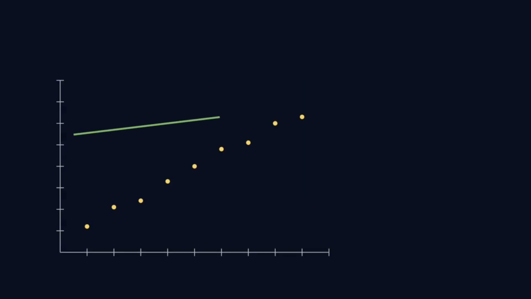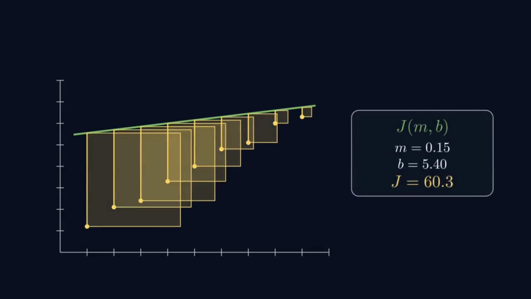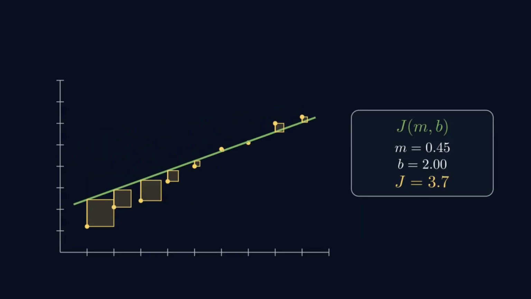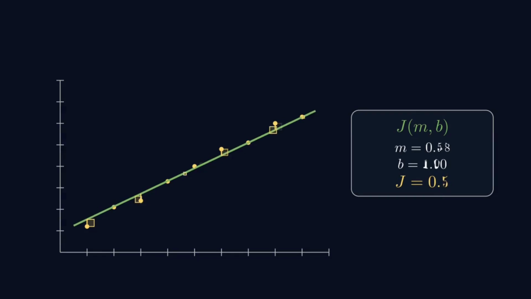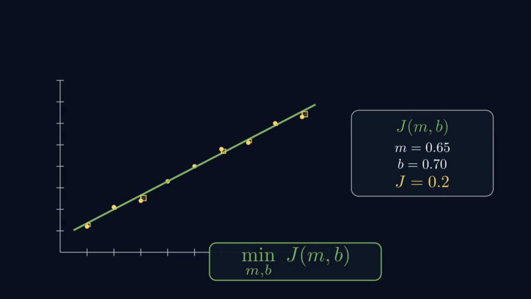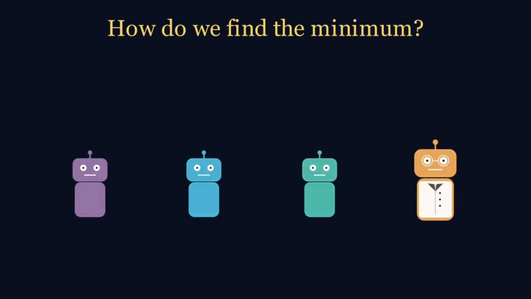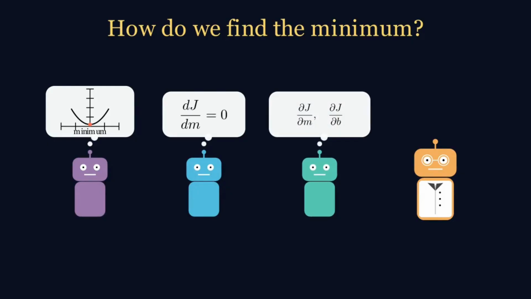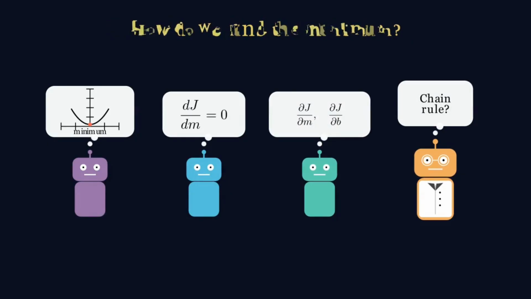And this little function is now the entire game. Give it a slope and an intercept, and it gives back a score. A bad line gets a big score, a better line gets a smaller score. So finding the best line means finding the values of m and b that make the score as small as possible. Now the question becomes, how do we actually find them?